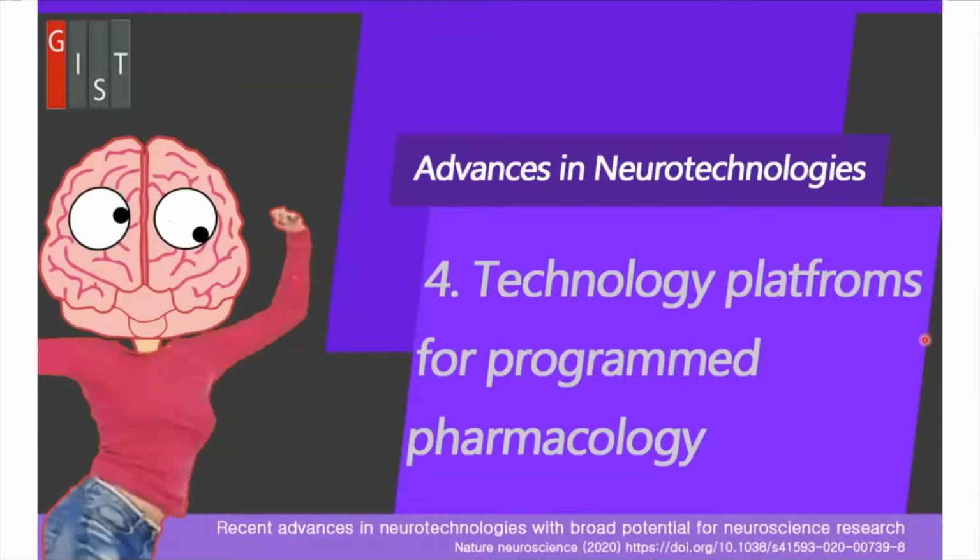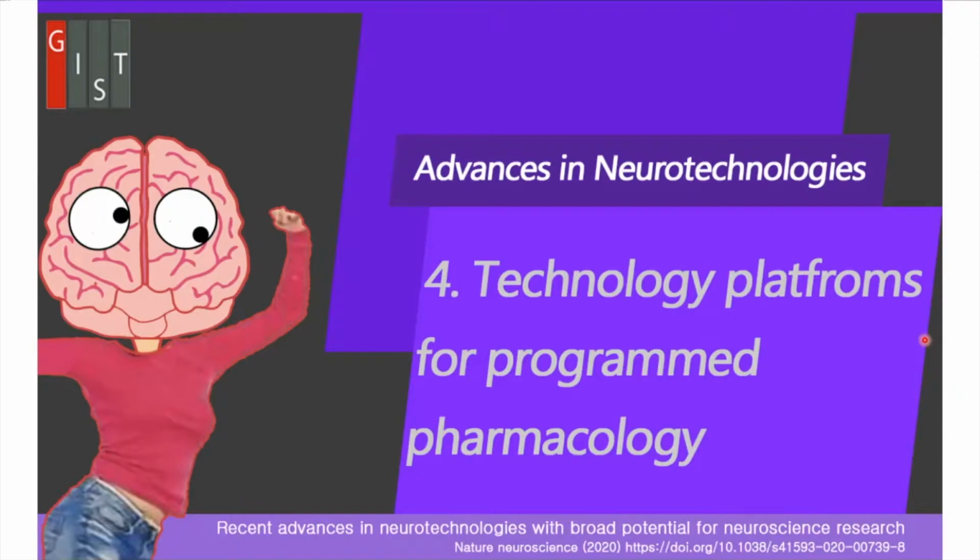Hello, our chapter is 4, Technology Platforms for Programmed Pharmacology. We sometimes use pharmacological interventions for animal behavior change and neuronal modulation. However, there are limitations of pharmacological injection because we have to anesthetize or fix the animals for injections. This unnatural state, such as anesthetizing, may affect the neuronal circuitry and behavior of the mouse. That was our major point of interest.